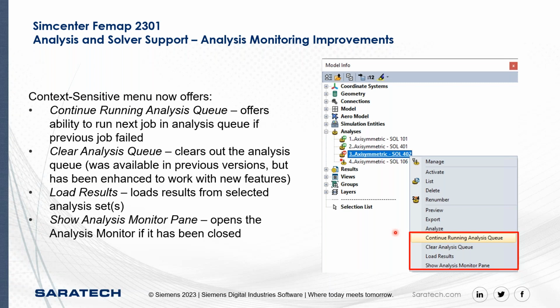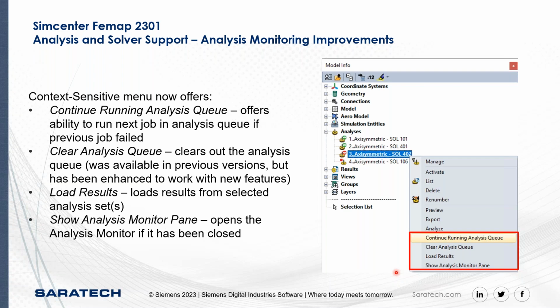So the continue running analysis queue, obviously it just offers you the ability to run the next job in the analysis queue, even if the previous job had failed. You can clear your analysis queue. You can load the results, just right click, load results. And then this big one here is at the bottom, show analysis monitor pane.